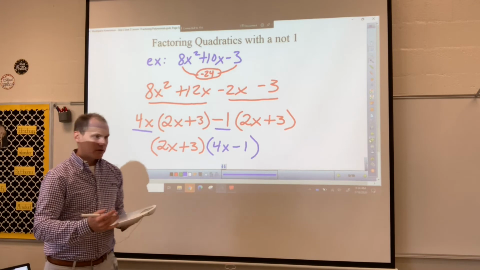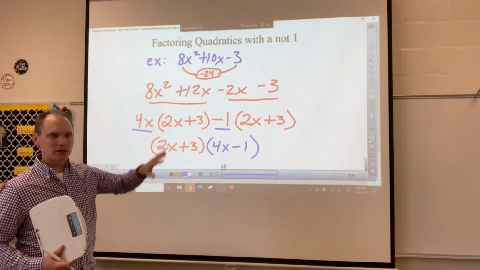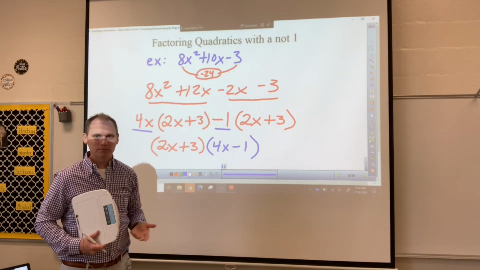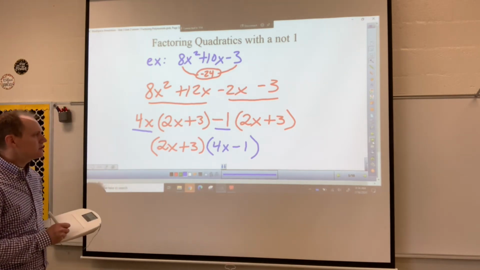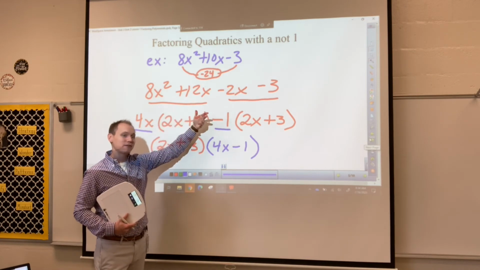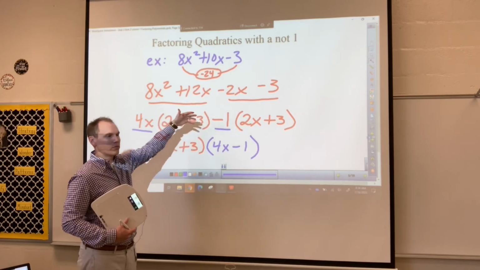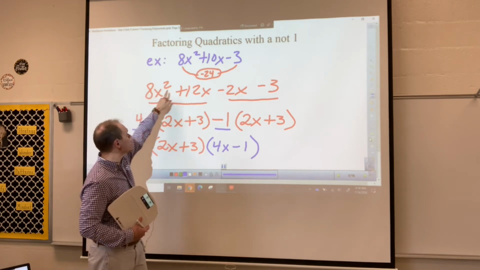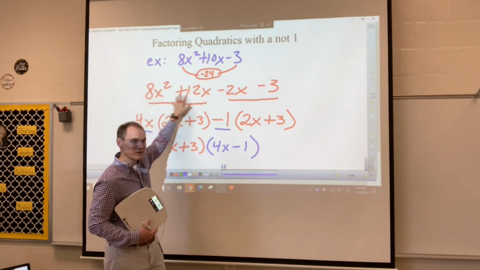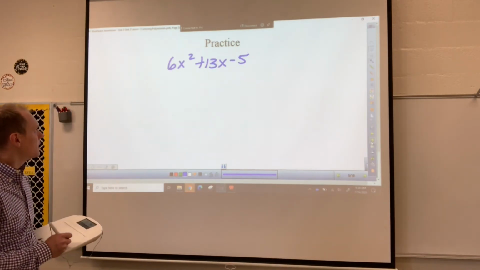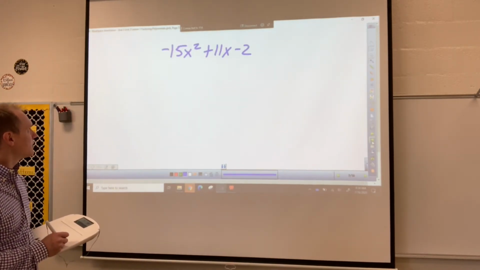Now I teach you this method not just because it's good with quadratics, but because it's applicable to other situations as well. So anytime you have an even number of terms, you can try factoring by grouping. It won't always work, but you can try it. When I say an even number of terms, like here we started with 3 terms, but we turned it into 4, right? We'll come back to that one in a second.